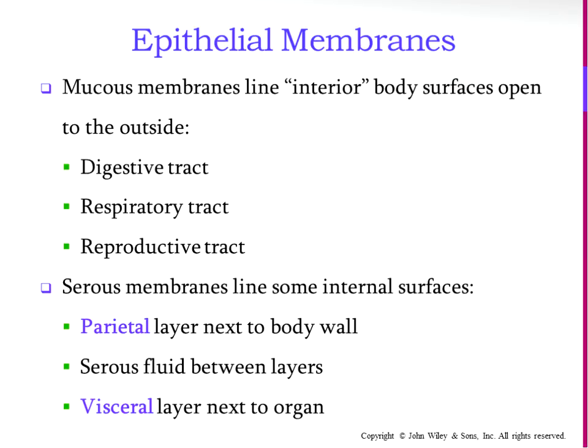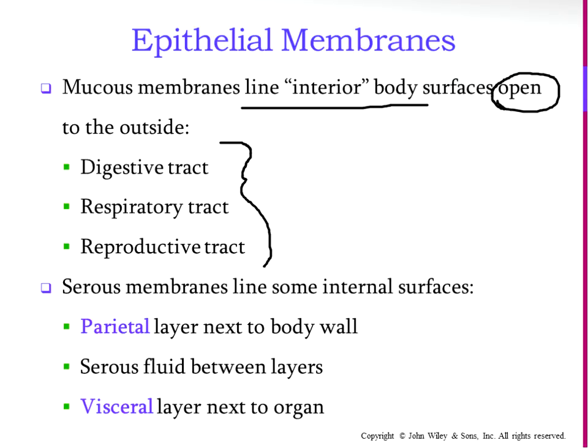The respiratory tract also is an internal area of the body that opens to the outside via the nose and the mouth, really. And the reproductive tract, for example, like the vagina, opens to the outside, and it is lined with mucous membrane. So you want to keep in mind, again, mucous membranes line interior body surfaces that open to the exterior. Serous membranes are different. They line surfaces that do not open to the outside.